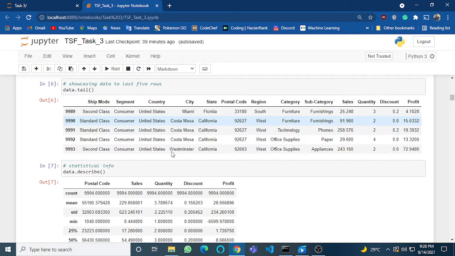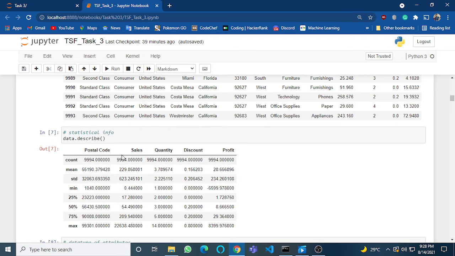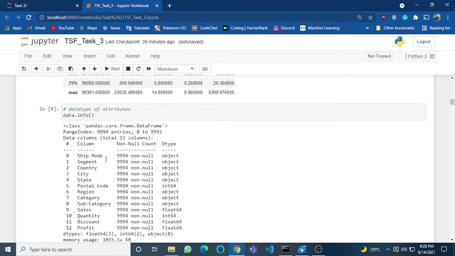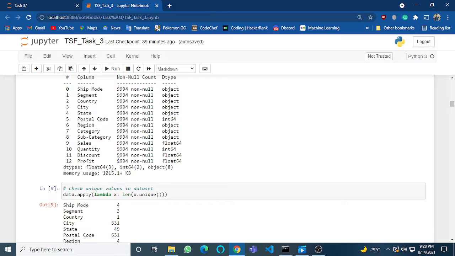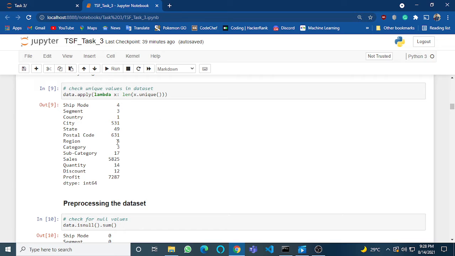Then I have shown the statistical information of the dataset. It shows that there are 5 attributes: postal code, sales, quantity, discount and profit. Next, I have found out the data types of the attributes. Then I have checked the unique values in the dataset as shown here.